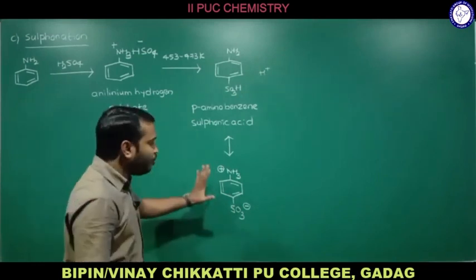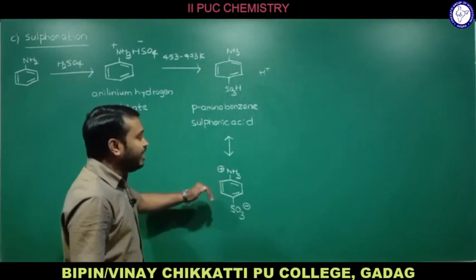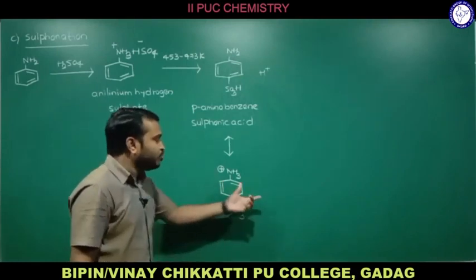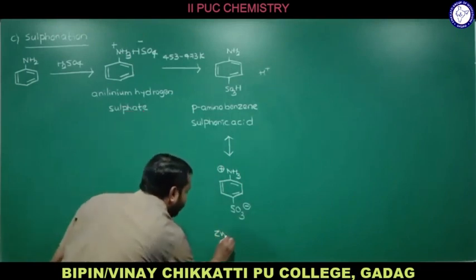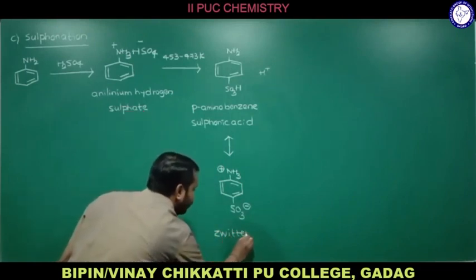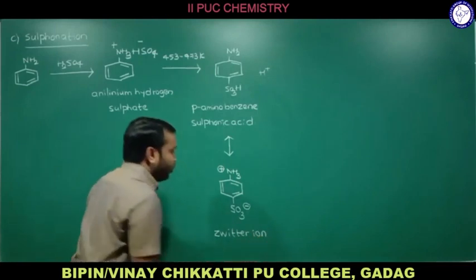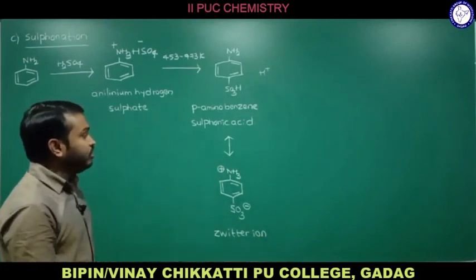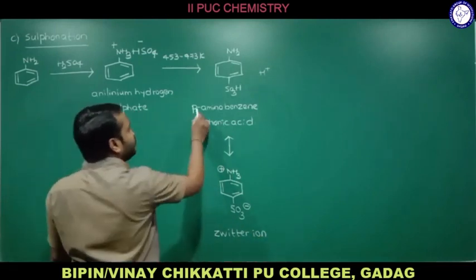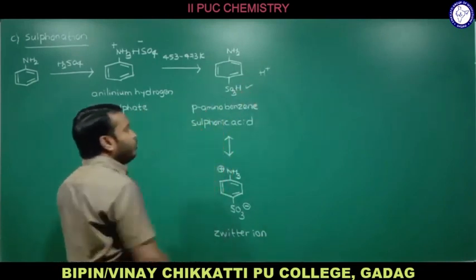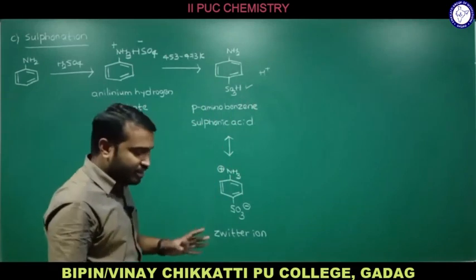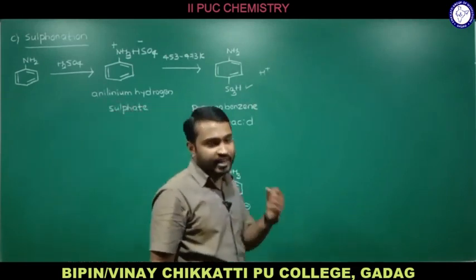So we get positive here and negative here, and we call it a dipolar ion. When a dipolar ion is formed, one group loses a proton and one group accepts a proton, and that kind of ion we call a Zwitter ion. We know this concept. So a Zwitter ion or dipolar ion we are going to get here. The name of this compound is para-amino benzene sulfonic acid, since this group has to be preferred while naming according to IUPAC. This is how the sulfonation reaction takes place.